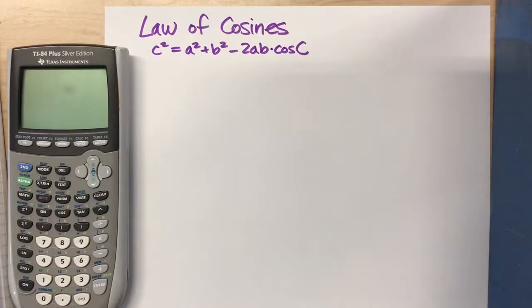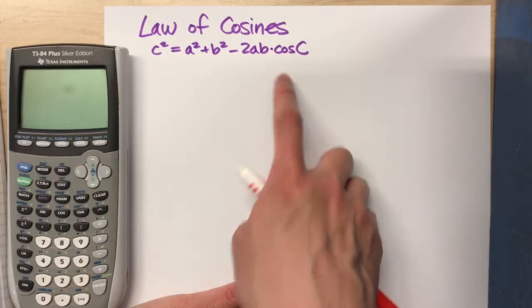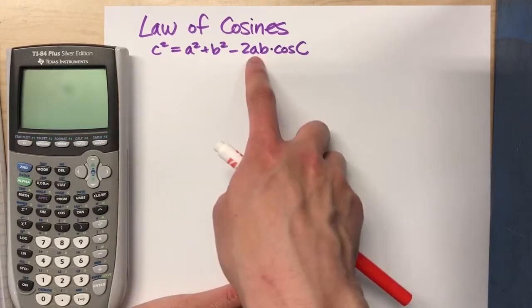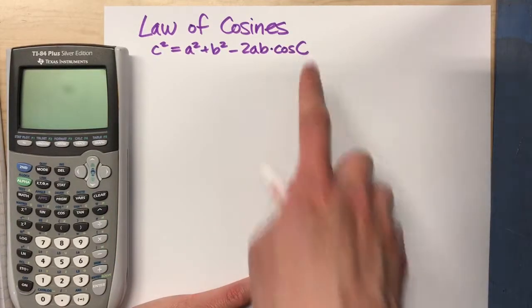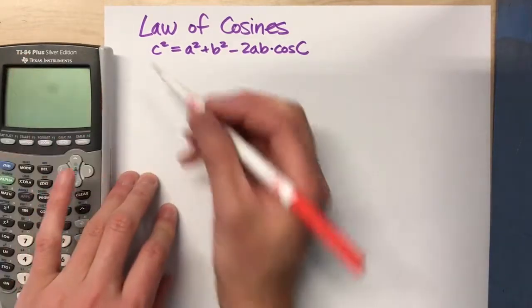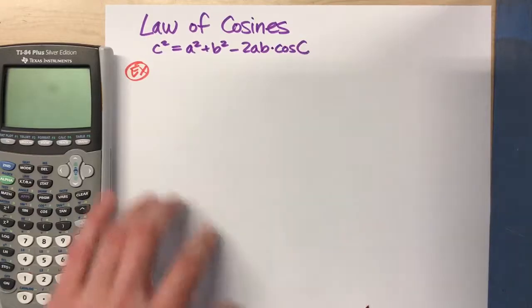Today we learned about the law of cosines. The law of cosines involves three sides and one angle in a triangle. And this is the equation for the law of cosines. Little a, little b, and little c are side lengths of the triangle, and the big C is the angle. This is very useful anytime you have a problem involving three sides and one angle.